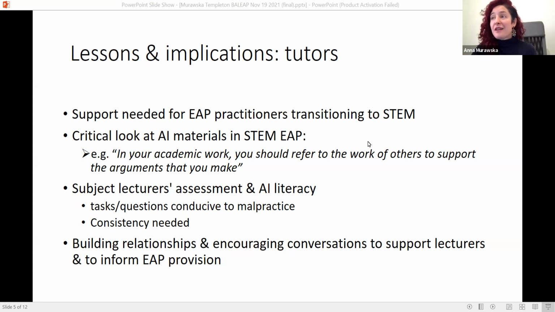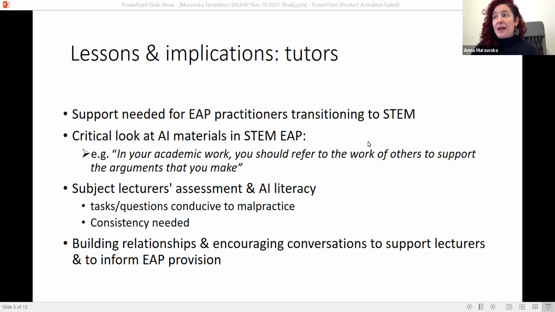Two more lessons are issues of assessment literacy and academic integrity literacy. For the first one, as EAP practitioners, we are aware that some tasks might lend themselves to malpractice. And we could use this expertise with colleagues in the department. For example, if colleagues ask for definitions or use of analytical frameworks in open book exams online, this might basically turn into trouble. And this is where our expertise is valuable and helpful.